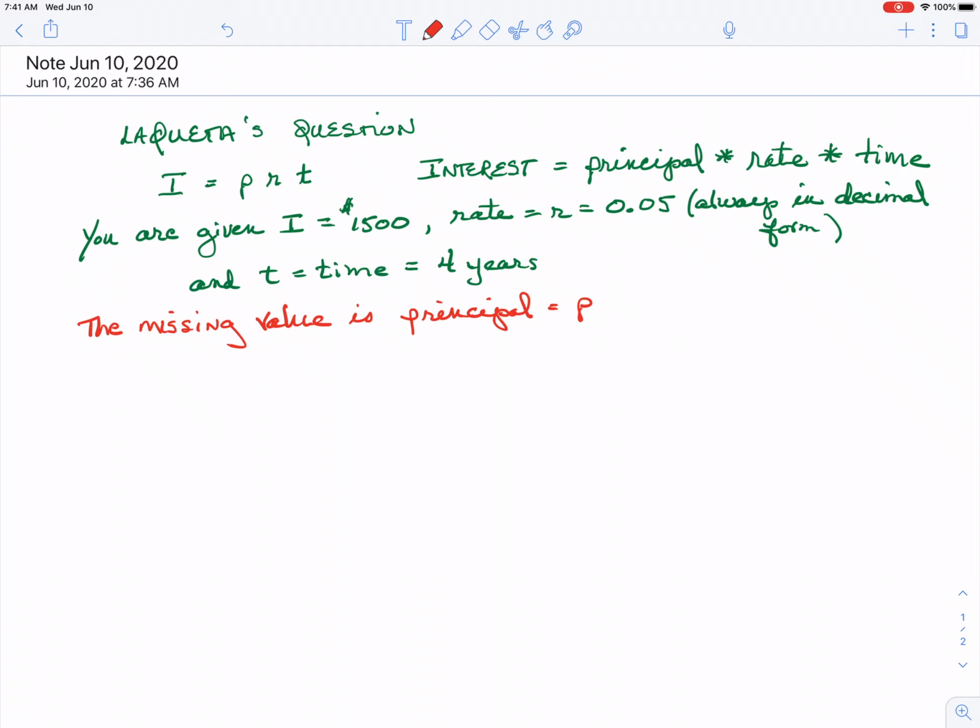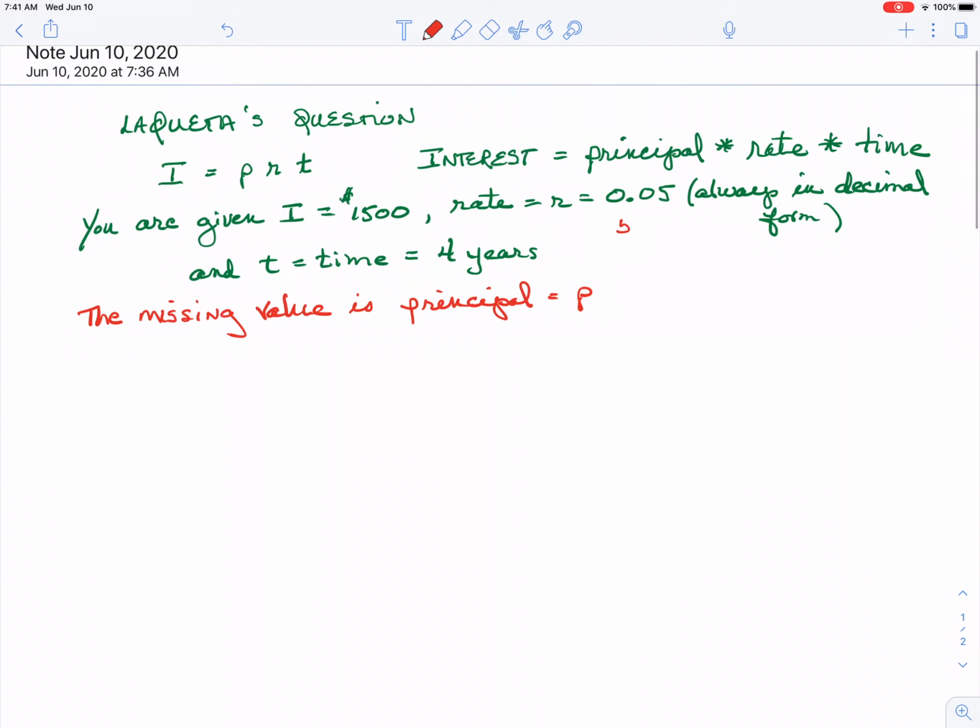All right, so you are given in this problem the fact that the interest is $1,500. The rate is 0.05. If that were in percent form, it would have been written 5%, but you don't want to use it in percent form. You always want to put it into decimal form. And then, of course, T stands for time, and the time in this one was 4 years. So if you look at those four letters, I, P, R, and T, the one that you do not know is P. You're looking for the principal.